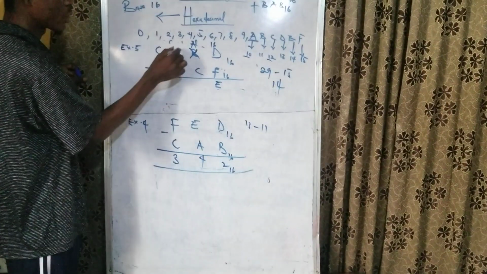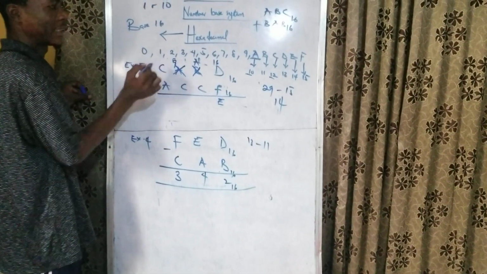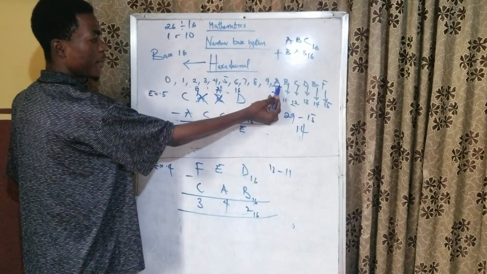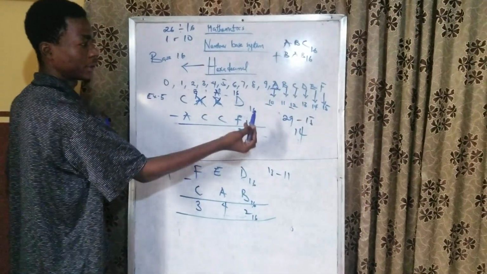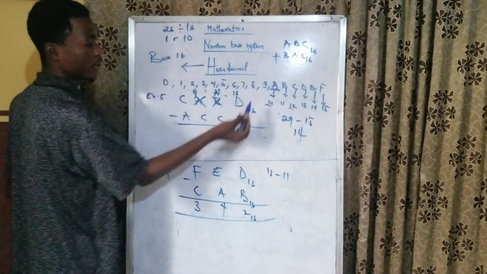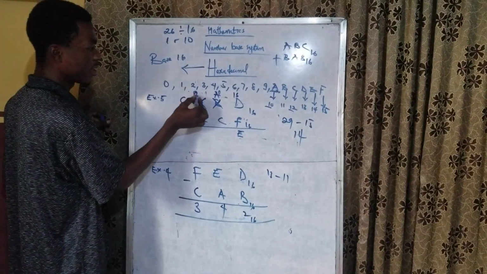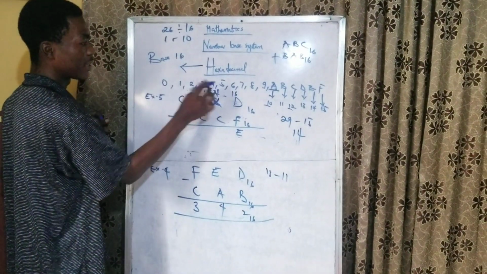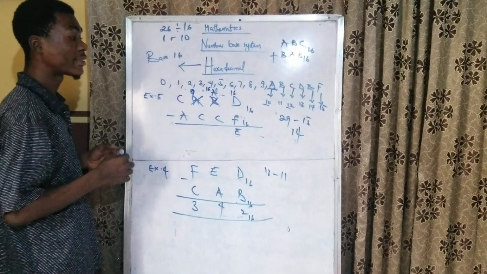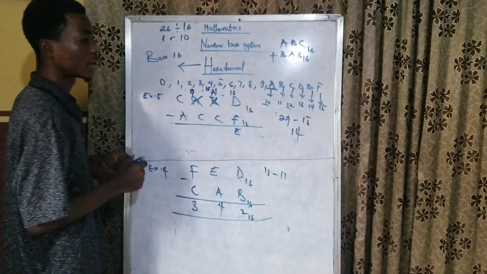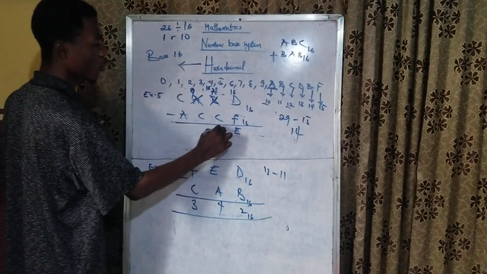Will it work? No. So I borrow from this one. This one changes to 9, because before 8 is 9 and after 9 is A. Do we get that? So here changes down to 9. Then here will be 16. 16 plus 10, that's 26. 26 minus 12, that's 14, which is also E.